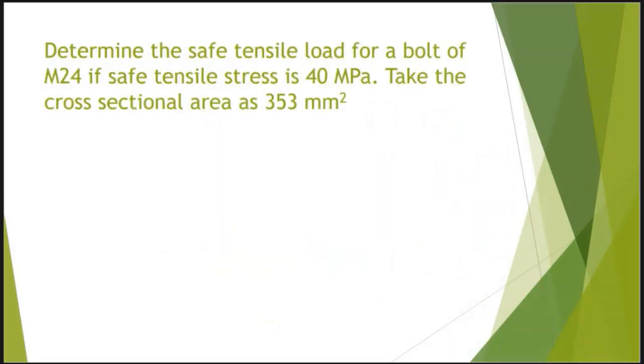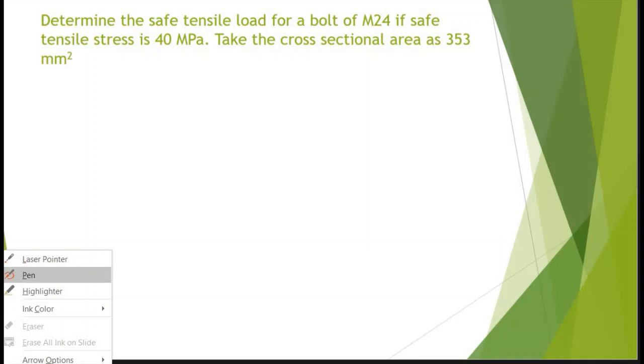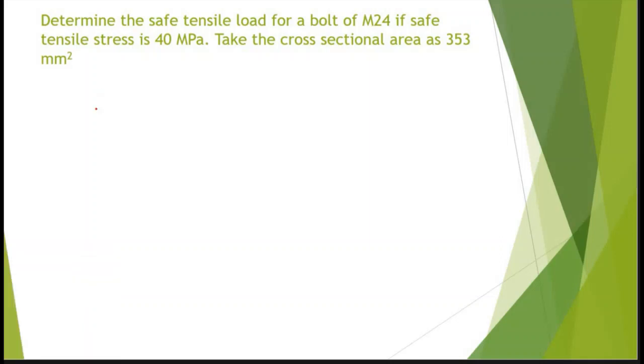Now we have a question here. Determine the safe tensile load for a bolt of M24. If the safe tensile stress is 40 megapascal, take the cross sectional area as 353 mm square. Here we are using a bolt designated as M24, and the safe tensile stress is given as 40 megapascal.